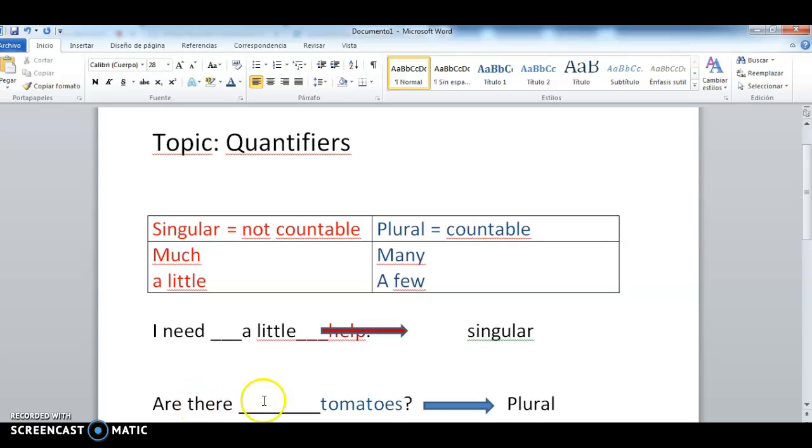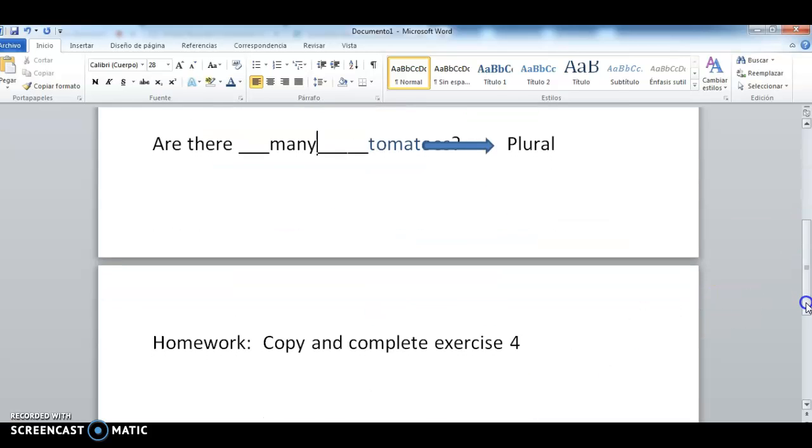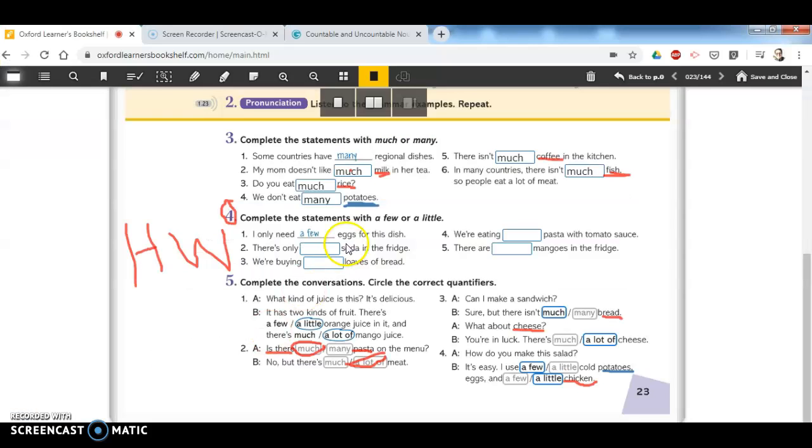Aquí dice hay espacio tomates. Ok, como la oración me está dando la pauta que es plural, podría usar este o este. Yo podría preguntar, ¿Are there many tomatoes? ¿Hay muchos tomates? Entonces su tarea va a ser copiar en su cuaderno y completar el ejercicio número 4. Aquí le dejo el ejercicio número 4.